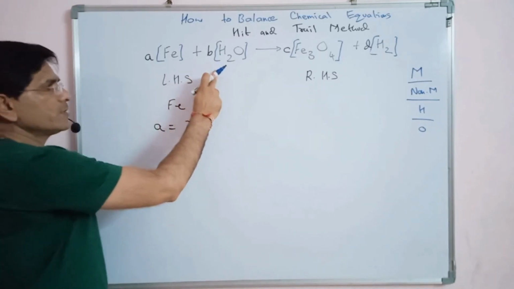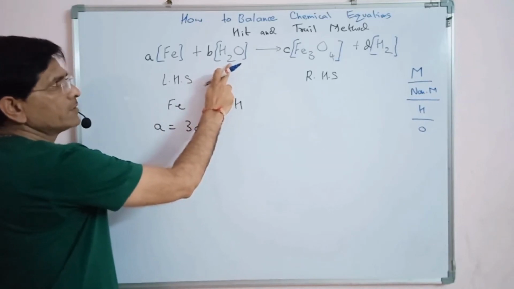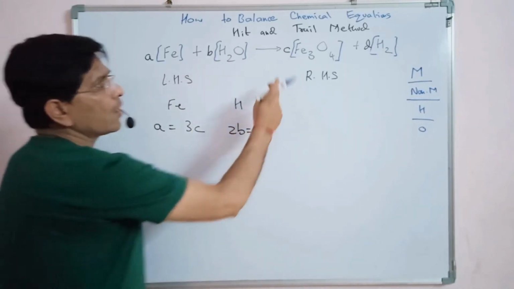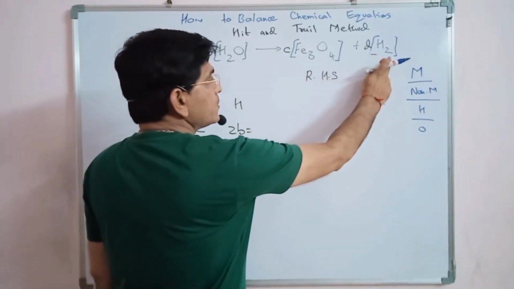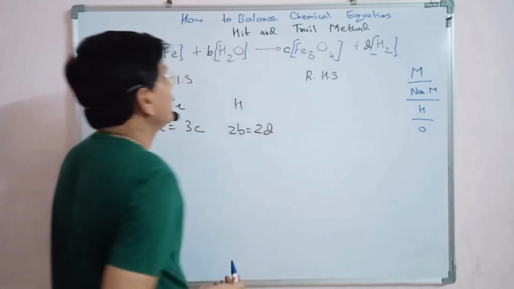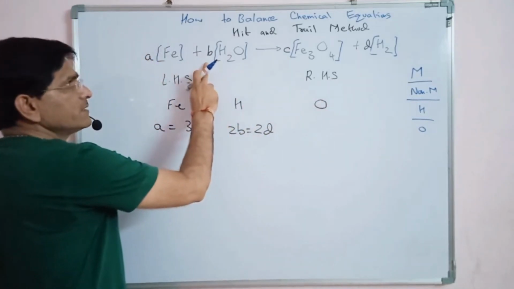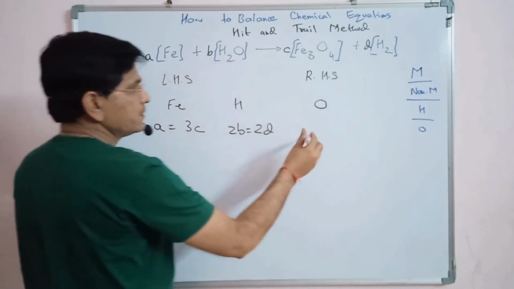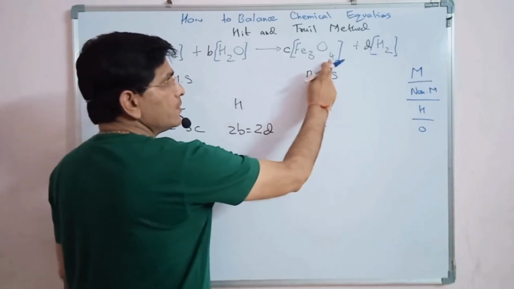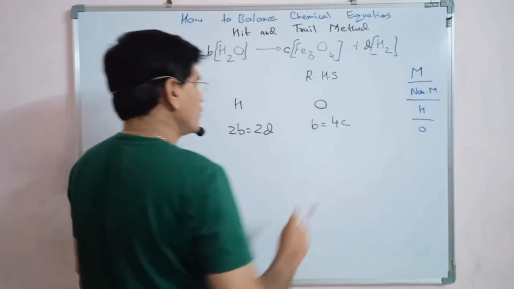Now hydrogen, how many hydrogen is there? 2 hydrogen, so 2B. Again, how many hydrogen? Here hydrogen is 2, so 2D. Now oxygen, how many oxygens is there? 1 oxygen, so 1B, so B. And how many oxygen here? 4 into C, that is 4C.